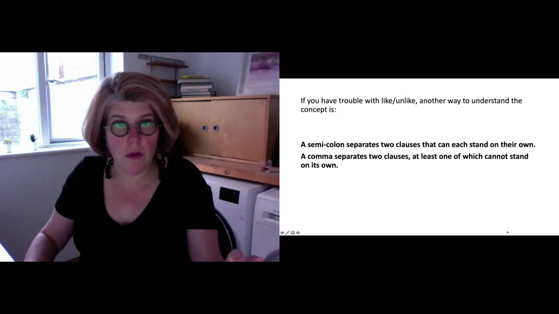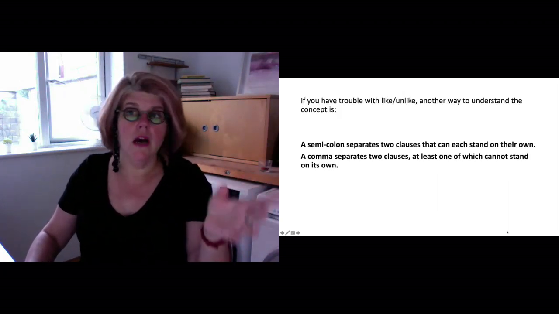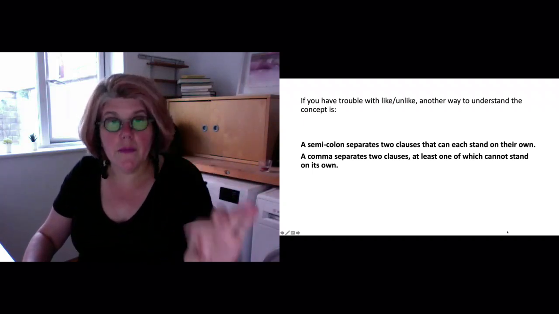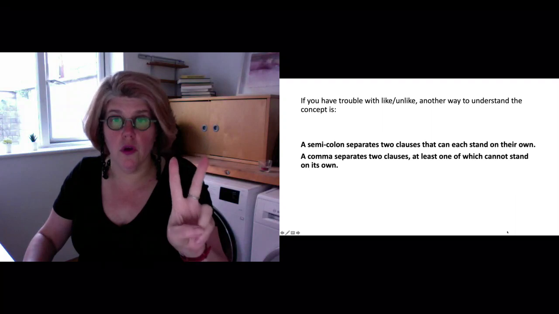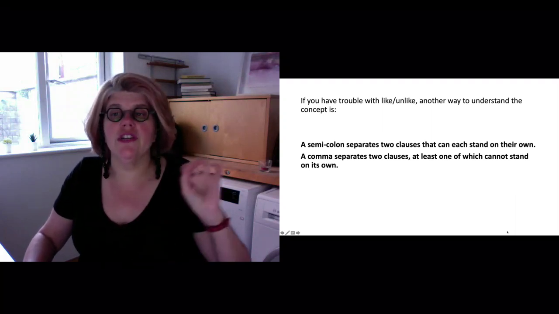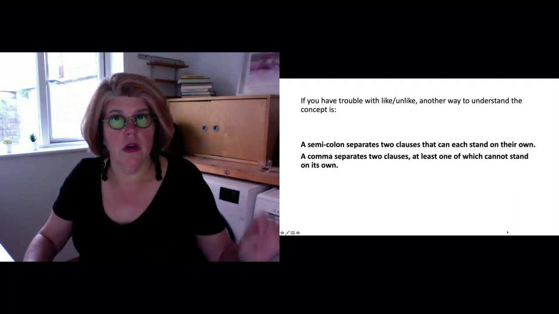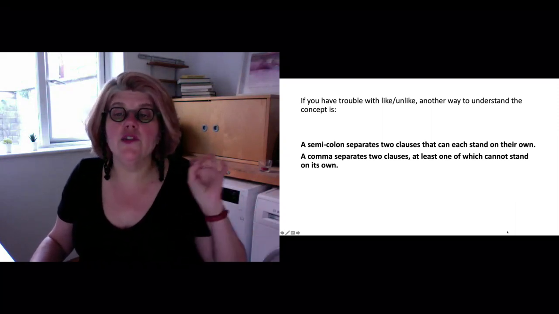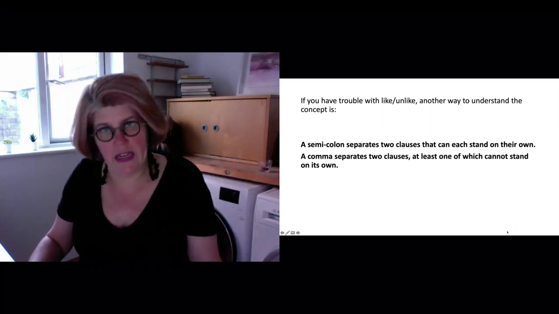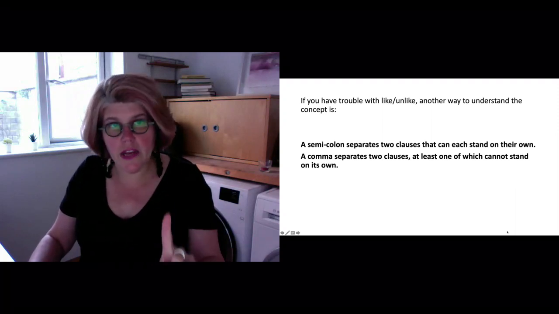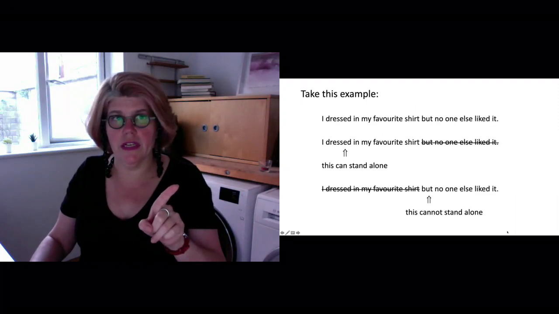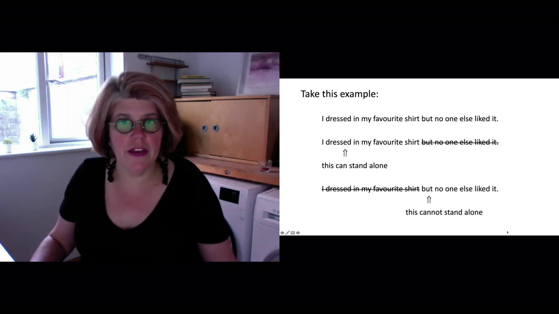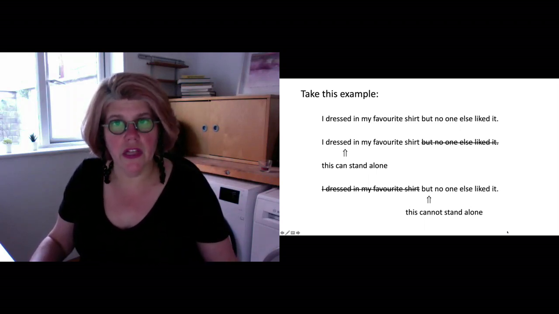If you have trouble with like and unlike, another way to understand this concept is: a semicolon separates two clauses, each of which can stand on its own. A comma separates two clauses, at least one of which cannot stand on its own. And here, unless I am much mistaken, is an example. I dressed in my favorite shirt, but no one else liked it.